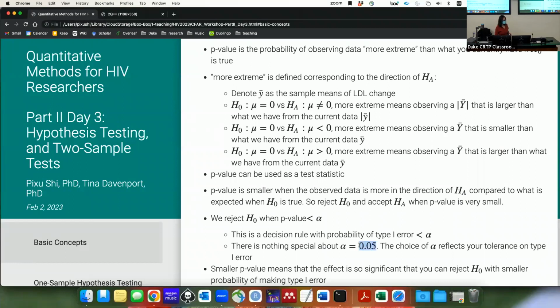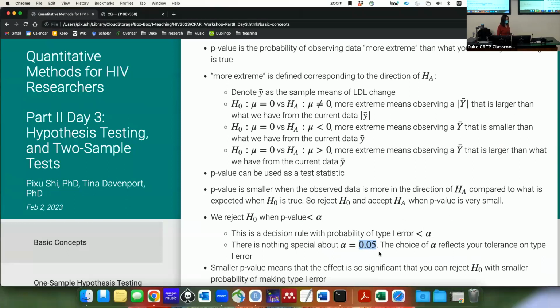But you can definitely choose other alphas depending on your tolerance about the type 1 error. So if you want to be very conservative, you can choose a type 1 error that's smaller. You can say that the drug is effective only when you reject the null hypothesis when alpha is 0.01. In this situation, you would feel better about not making any large type 1 error.